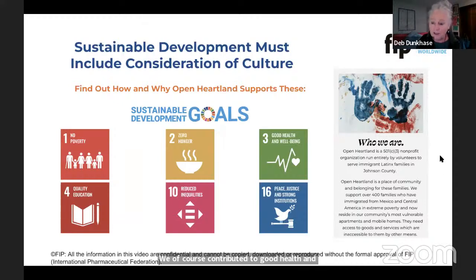We, of course, contribute to good health and well-being. We work with quality education. We provide English classes to families for whom English is not their first or second language. We try to work with reduced inequalities and peace, justice, and strong institutions. Many of the families that Open Heartland works with have come from places of severe poverty, of violence, of lack of opportunities for their families, and that's why they are here in Iowa, in the United States. Open Heartland works really hard to try to support these families in whatever ways they need.